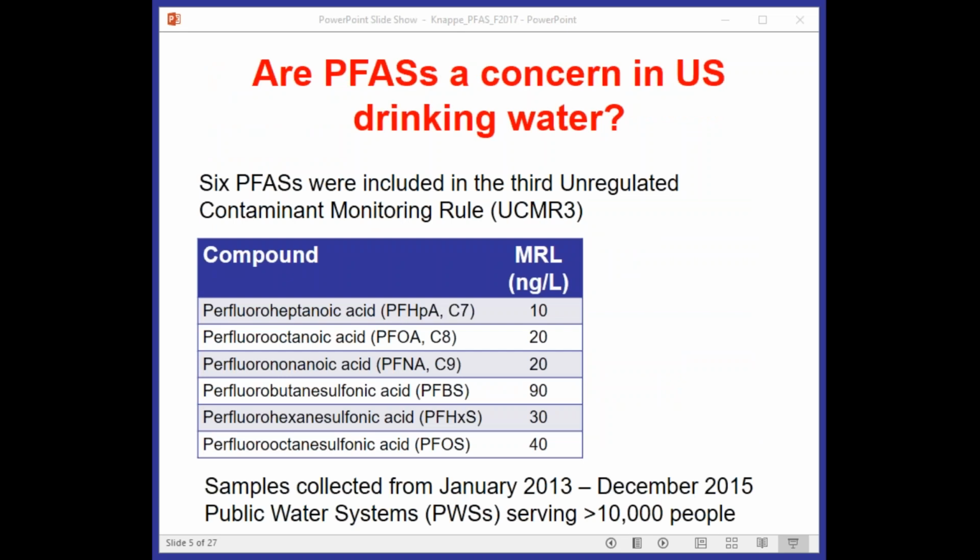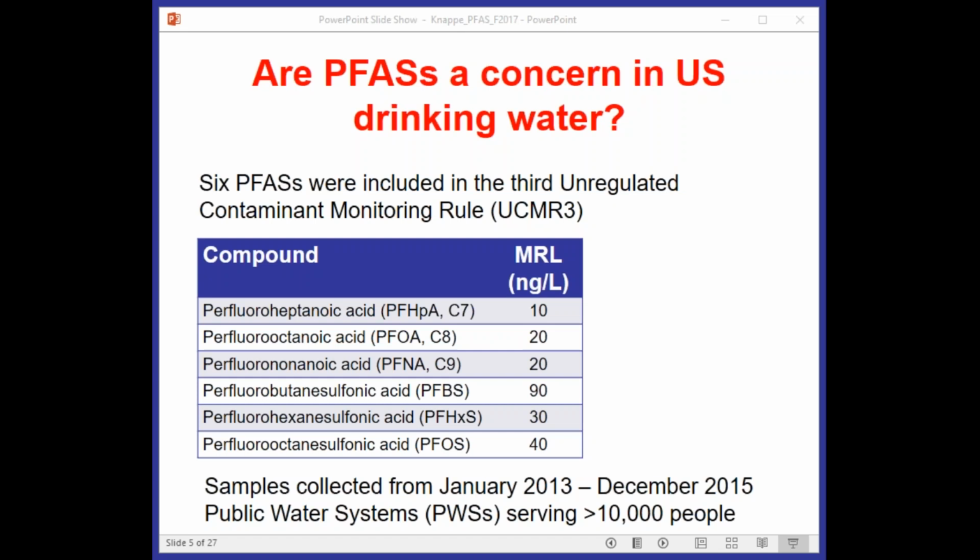So one question that EPA wondered, and many others also, is how much are PFASs a concern in US drinking water? And as part of the Unregulated Contaminant Monitoring Rule, EPA included 6 PFASs that are shown in this table. We have, for the carboxylic acids, the 7, 8, and 9 carbon compounds, and for the sulfonic acids, we have the 4, 6, and 8 carbon compounds.